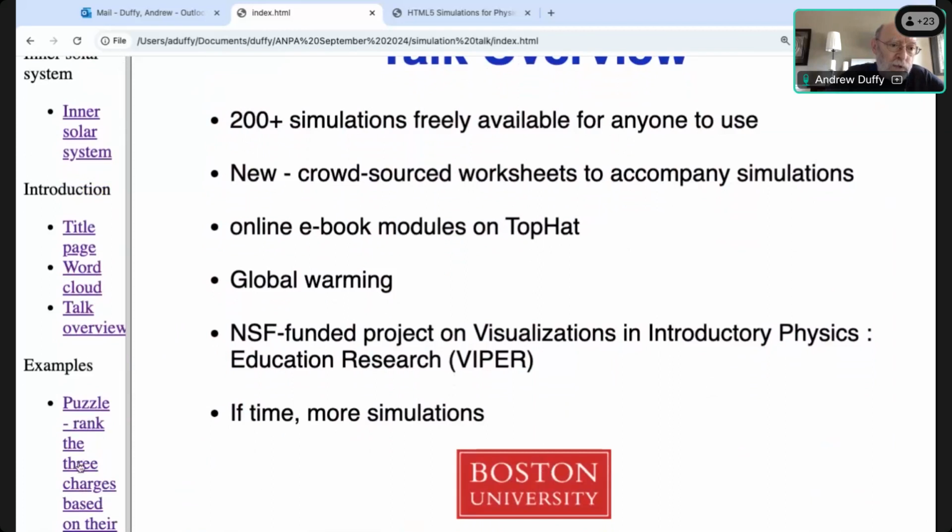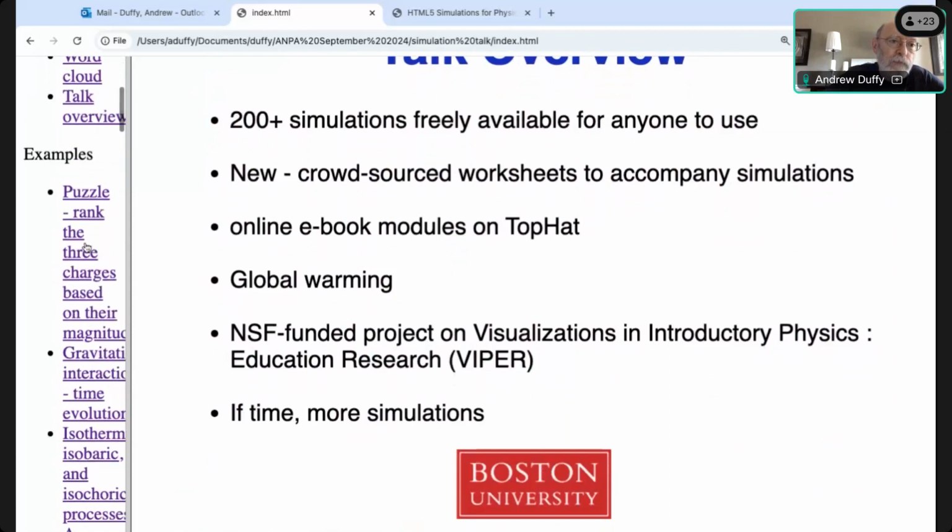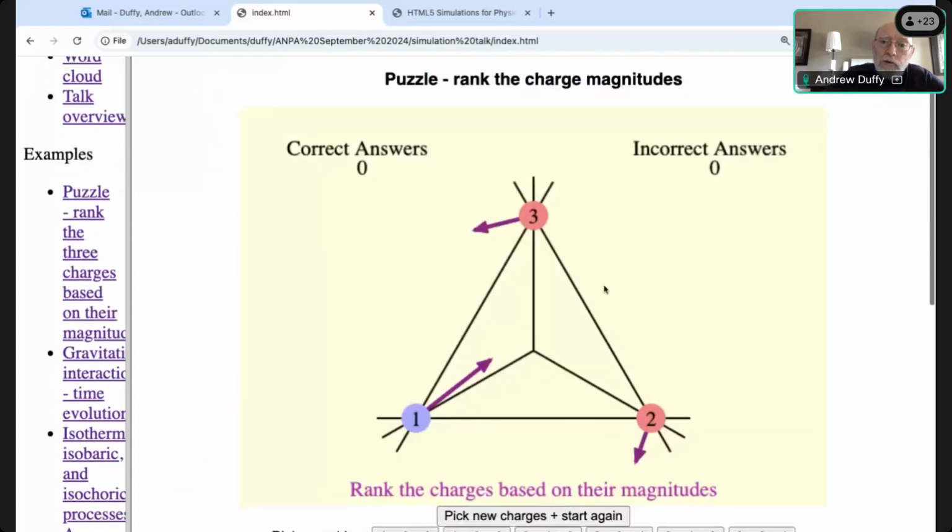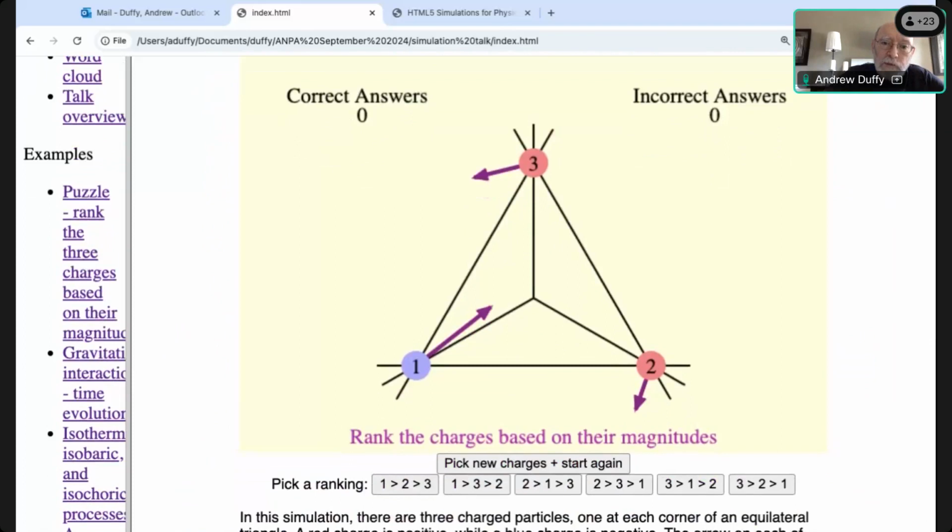Okay, so let me show you another simulation. I'll show you a few examples here. So this one is set up as kind of a puzzle, and if you hit this button, you can get different scenarios. It just randomly assigns charges to these 3 objects that are at the corners of an equilateral triangle. So let's try this one here. Blue is negative and red is positive. So we have 2 positive charges here and 1 negative charge.